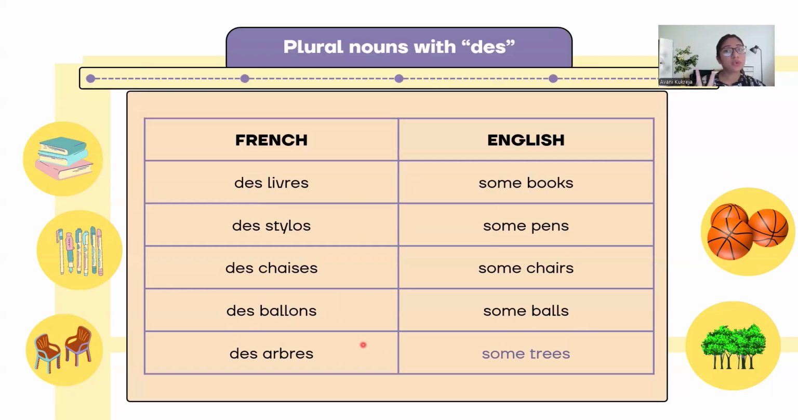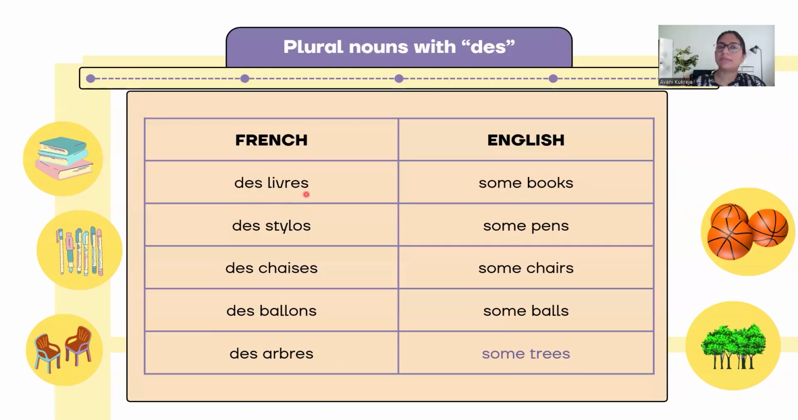So there are two things that I want you to focus on in this slide. The first thing is that S in the end is never pronounced in French. So the singular one, what was a book in French? Un livre. Now with S also, the pronunciation of livre is the same. We don't say livres, no.